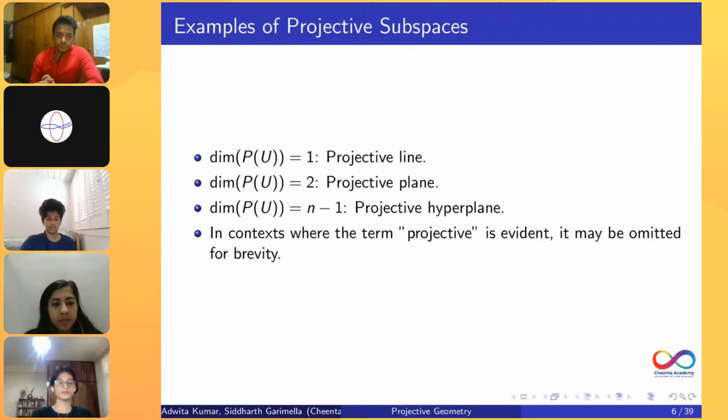So these are the respective examples of projective subspaces. For example, if the dimension of P(U) is equal to 1, that's a projective line. Dimension of P(U) equal to 2 is known as the projective plane. And the dimension of P(U) equal to n minus 1 is known as the projective hyperplane. In contexts where the term projective is evident, it may be omitted for brevity. Next slide, please.